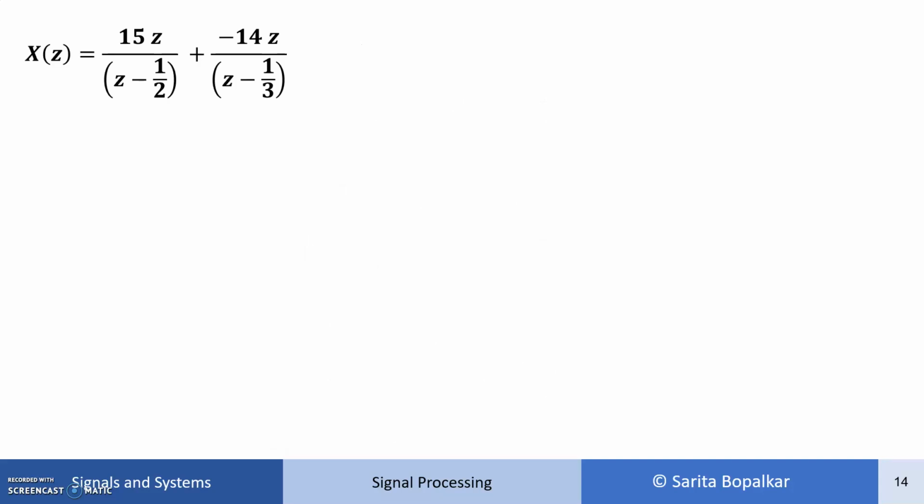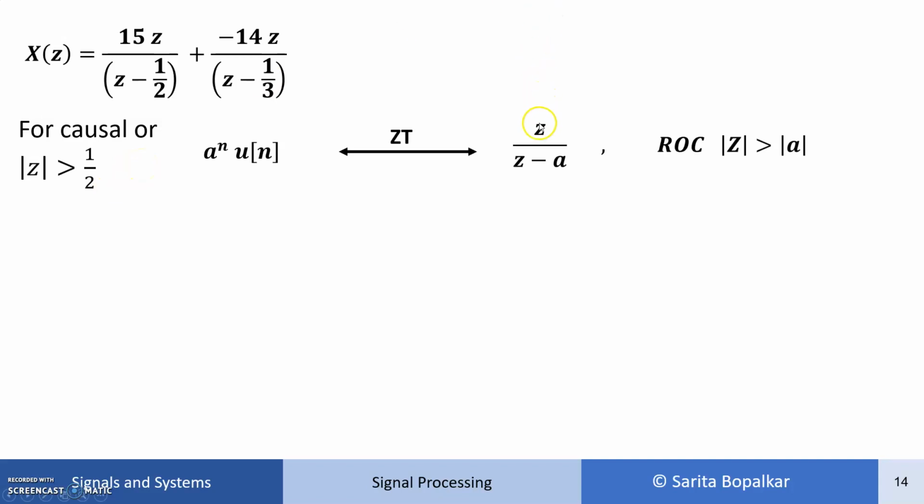Now if you check the question, we want the inverse Z transform for different conditions of ROC, or for all possible ROCs, that is for causal, anti-causal and stable system. First we will see the causal system, or the ROC condition mod Z greater than 1 half. For causal system, we have the formula: where you get Z upon Z minus a, we can take the inverse as a raised to n u of n, and the condition of ROC is mod Z greater than a.